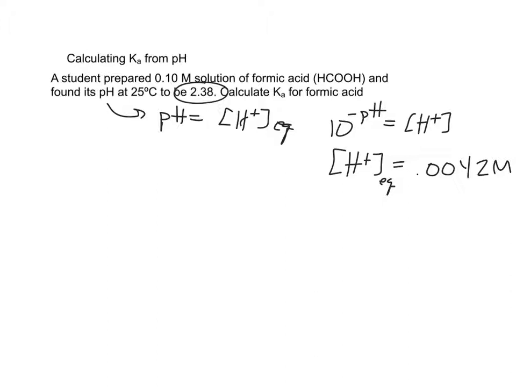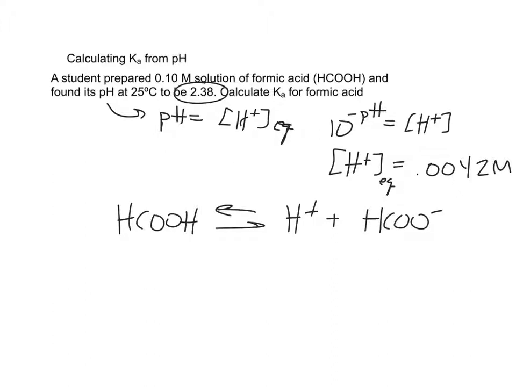So let's set up an ICE table. We've got formic acid, which is HCOOH, and it's decomposing in dynamic equilibrium with H plus and its conjugate base, which is HCOO minus. We talked about conjugates and how it's the acid minus 1 proton. The ICE table stands for initial, change, equilibrium, and the initial concentration is listed for you right here. It is the 0.10 molar solution. That's how much you start with. Originally you have zero concentration of the H plus and its conjugate base.